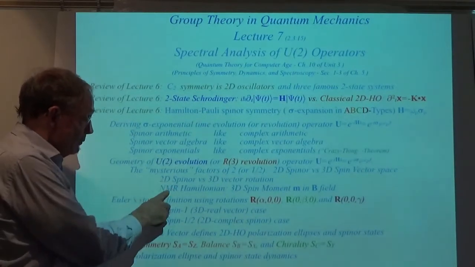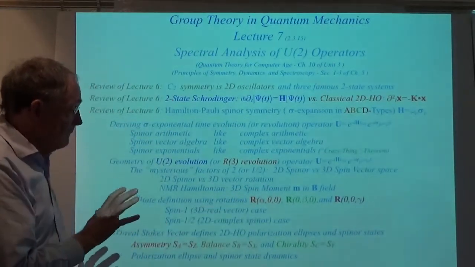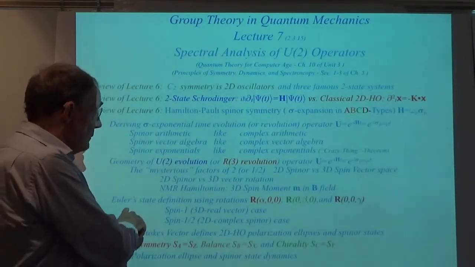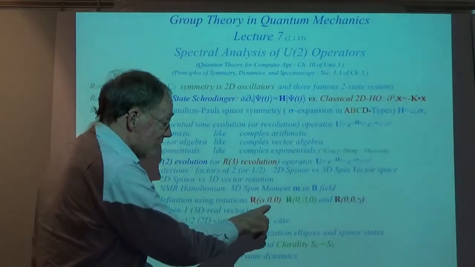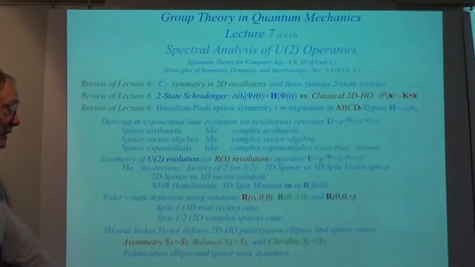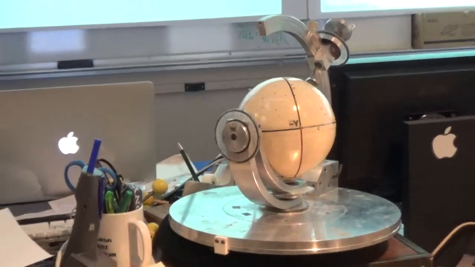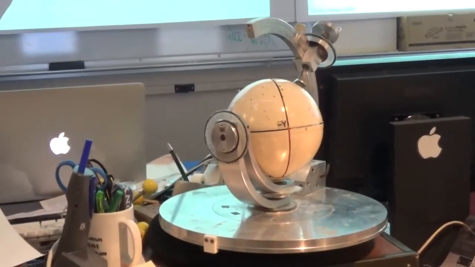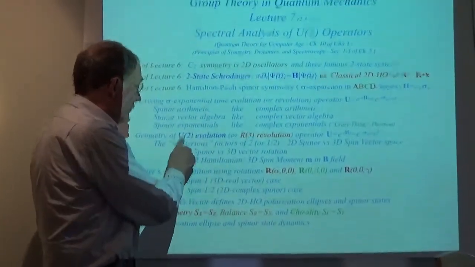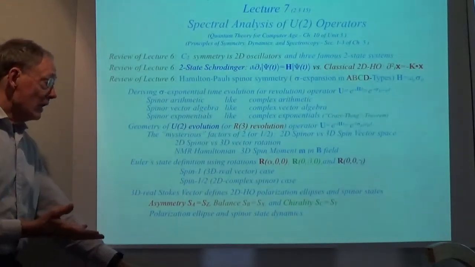And we'll make a connection with the nuclear magnetic resonance Hamiltonian and the 3D spin moment in a magnetic field at the end of this discussion. Then we're going to compare the Euler definition of rotations using this little machine that's sitting out in front of the desk today. And we'll discuss how it can understand both spin 1, which is what vector space, R3 really, should be called, and spin 1/2, which is the U2 space of 2D complex states, spinor defined.